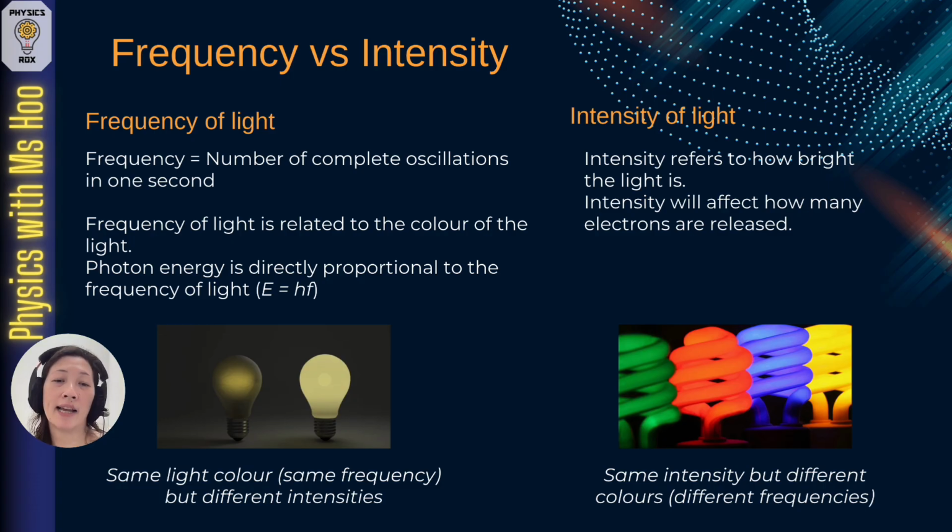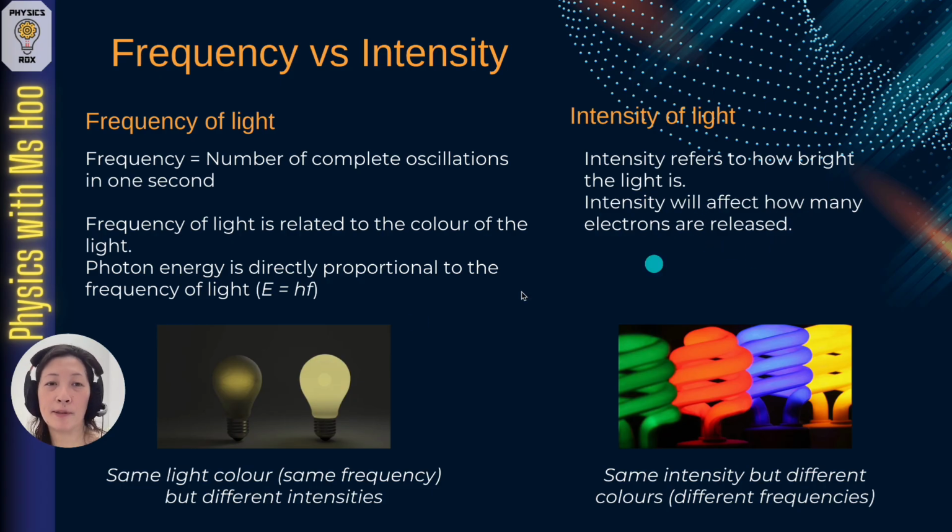The frequency of the light is related to the color of the light. Remember that according to the spectrum of light, all the different colors of light have different frequencies and different wavelengths. The photon energy is directly proportional to the frequency of light, which means that the greater the frequency of light, the greater the photon energy possessed by that light. Intensity of light, on the other hand, refers to how bright the light is. That means the greater the intensity, the greater the brightness. Intensity will affect how many electrons are released.